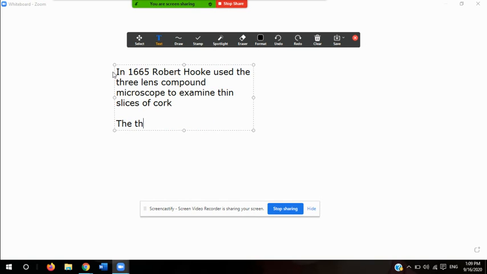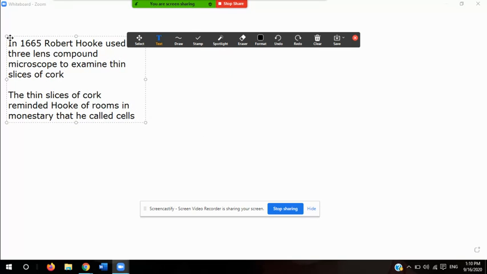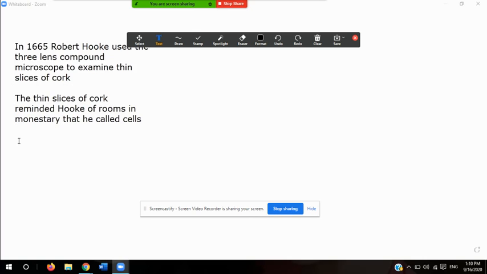The thin slices of cork reminded Hooke of rooms in a monastery that he called cells. So he observed the cork, which is found in some oak trees, and when he saw that it was hollow, with spaces in between, he called them cells because they reminded him of cells, which were rooms found in some monasteries. So that's where the term cells comes from.